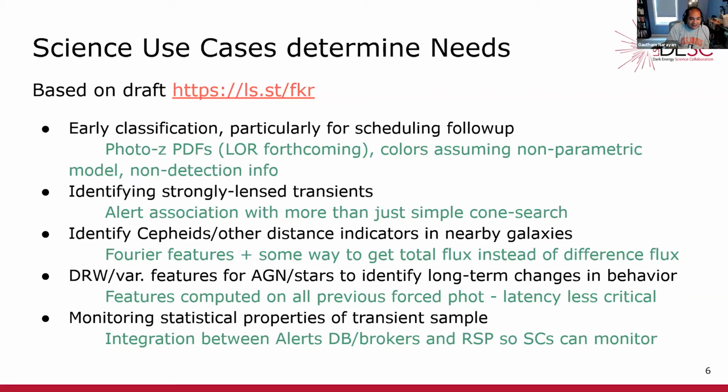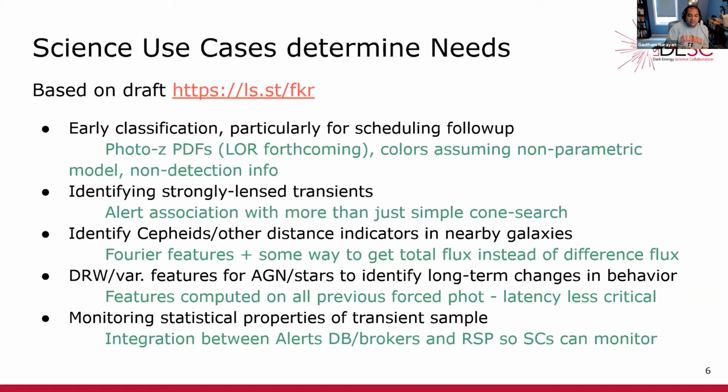Carrying on. So the features used to identify things like AGN imply the requirement that we can calculate features on all previous force photometry. And that's a hard ask to do in 60 seconds, but I'd argue that the latency is less critical. As long as this is done and goes out within even a day or something like that, it's probably more than enough.